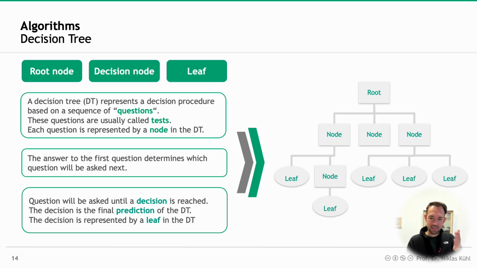So the decision is then the final prediction of the decision tree. And I think this makes it very clear, right? You start from the root with one question, and depending on the answer, you will get into a different node and into a different node, and the final answer that you will be provided with is then the leaf. And that's a very basic form of a decision tree.